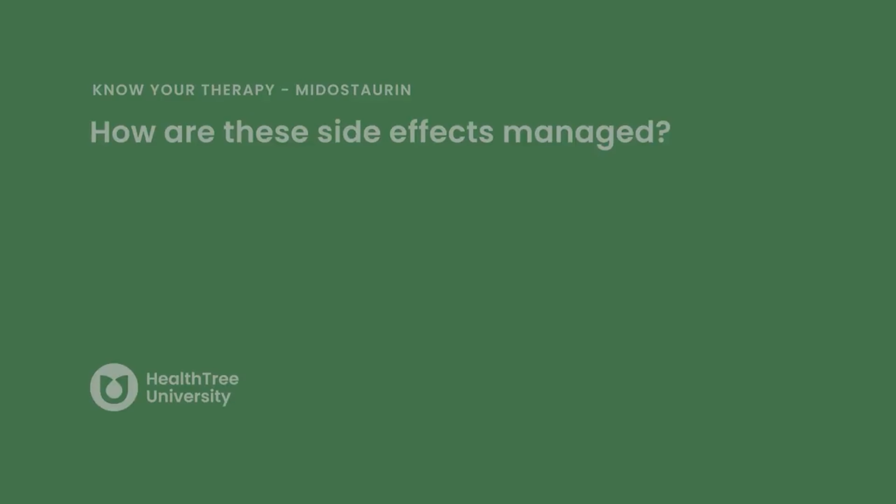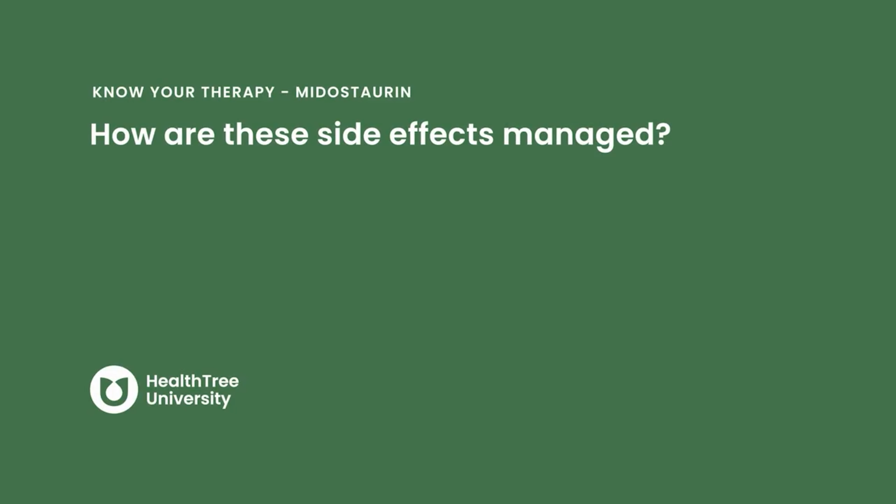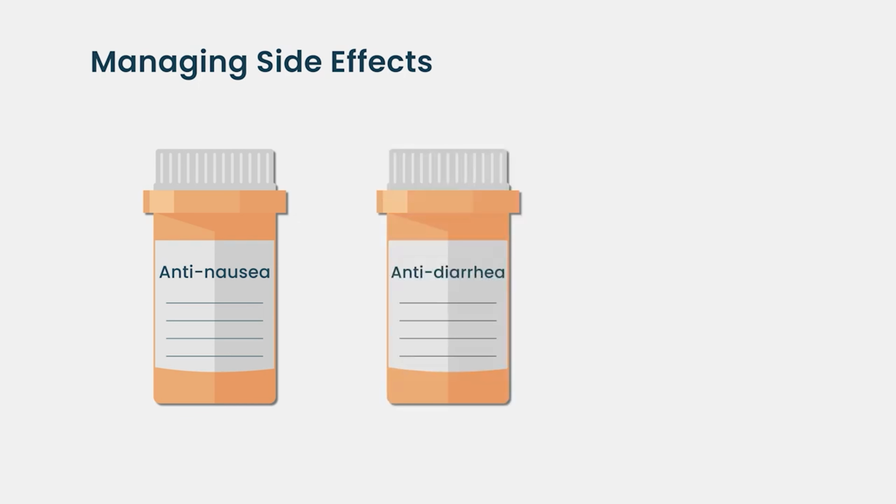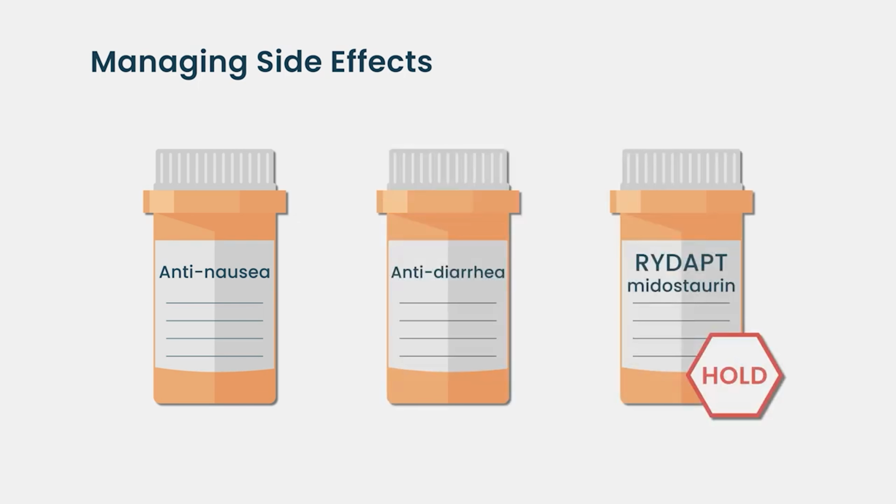How are these side effects managed? Usually you give supportive measure medicines for the GI side effects like anti-nausea medicines, anti-diarrhea medicines. Sometimes you would hold a medicine for a little while, patients would feel better and then restart the midostaurin. And as far as interactions with other medicines were concerned, you'd ideally want to use other supportive medicines from a different class which would have the minimum interaction with midostaurin.